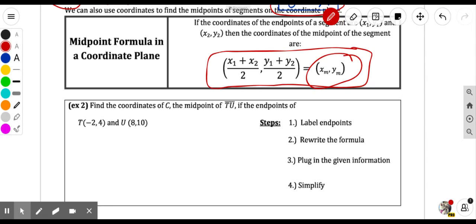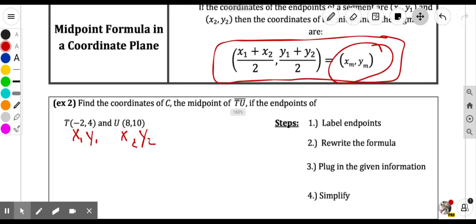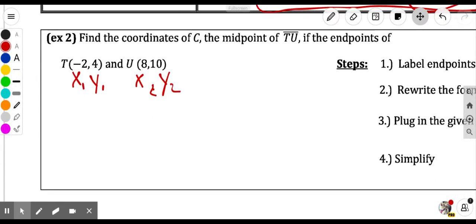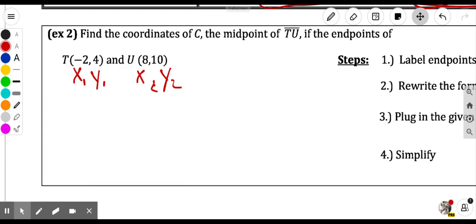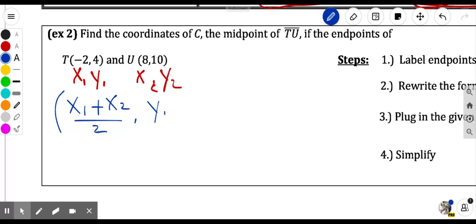So here's our first example. It said find the coordinate C, which is the midpoint of TU, if T and U are at these points. So the first thing we're going to do is label the endpoints, x1, y1, x2, y2. Zoom in a little bit. Okay, the next step says to rewrite the formula. You don't always have to do that, but I like to do it. So I'm going to be plugging it in right underneath it. So it's x1 plus x2 over 2. I'll do it the first few times, but I probably won't always do this.